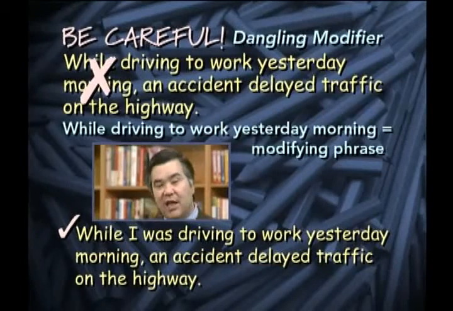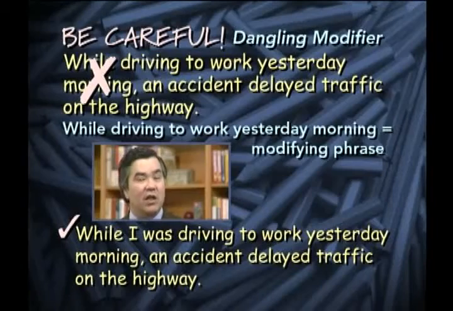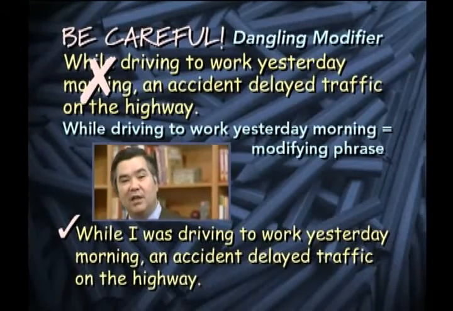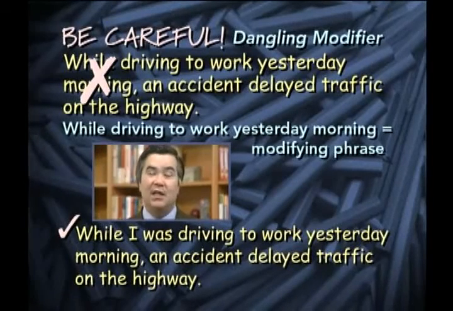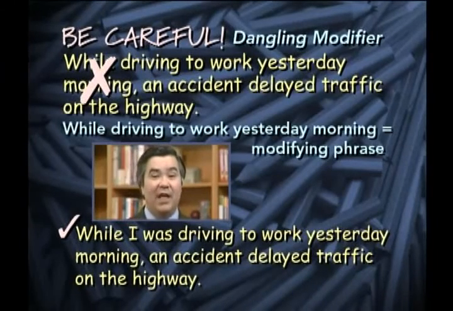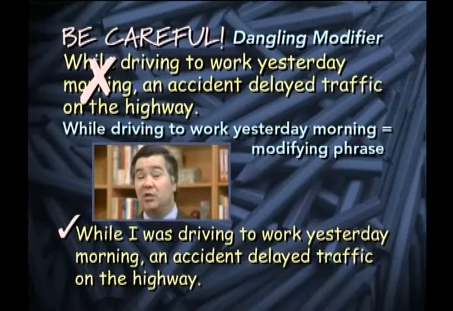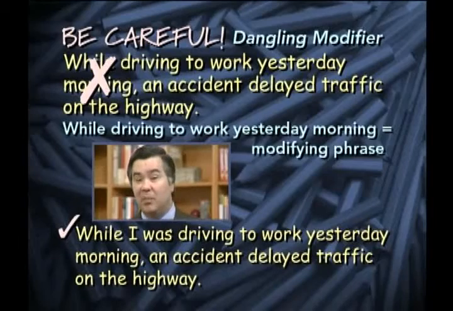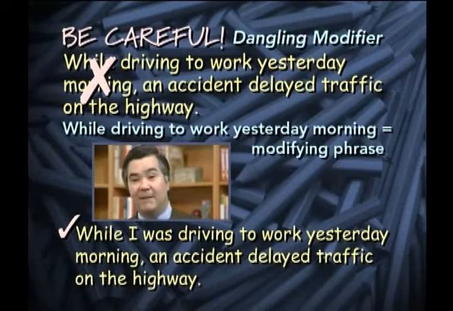Notice that we've now taken the modifying phrase, while driving to work yesterday morning, and turned it into a clause with the complete subject and verb, I was driving, while I was driving to work yesterday morning. Notice that it's no longer unclear who is being referred to in that phrase, driving to work yesterday morning. Now, it's obvious that I am the one who is doing the driving. And therefore, turning this into a subordinate clause makes it perfectly clear and solves the problem of the dangling modifier.